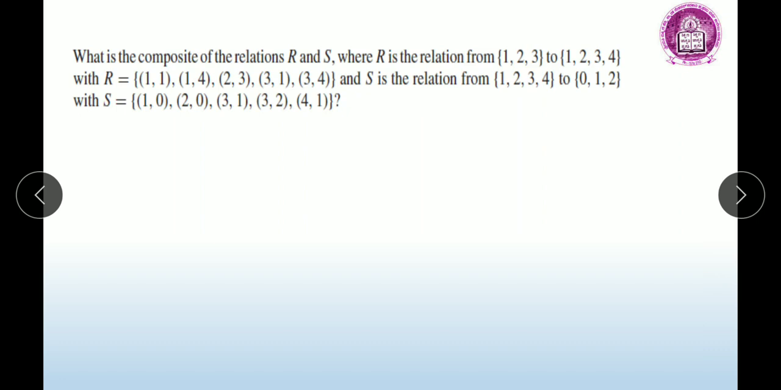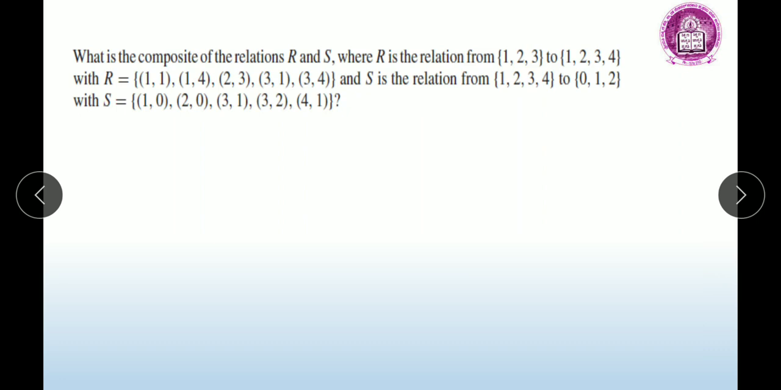Now here, how to find the composition of two relations. What is the composite of the relations R and S, where R is the relation from the set containing 1 to 3, to the set containing 1 to 3, 4, with R given by this collection of ordered pairs. And S is the relation, again, from the set containing 1 to 3, 4 to the set 0, 1, 2, with S equal to these ordered pairs.